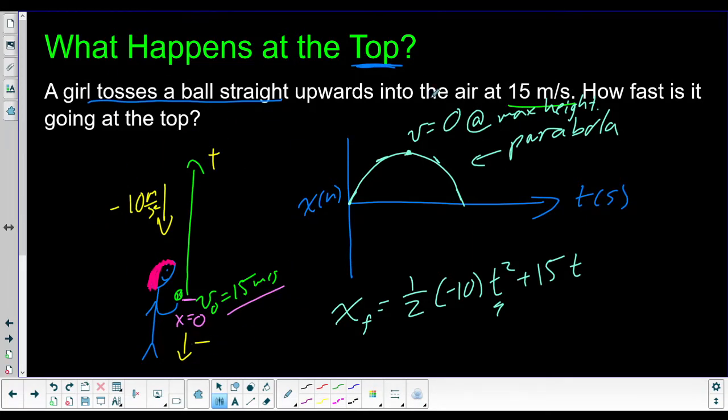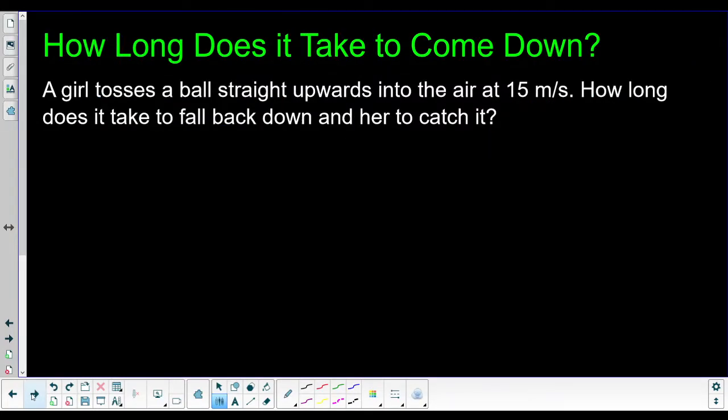So what happens at the top? How fast is it, meaning our tennis ball, going at the top? 0 meters per second. Cool. All right. Let's talk about how long does it take to come down. So let's look at an equation, shall we?